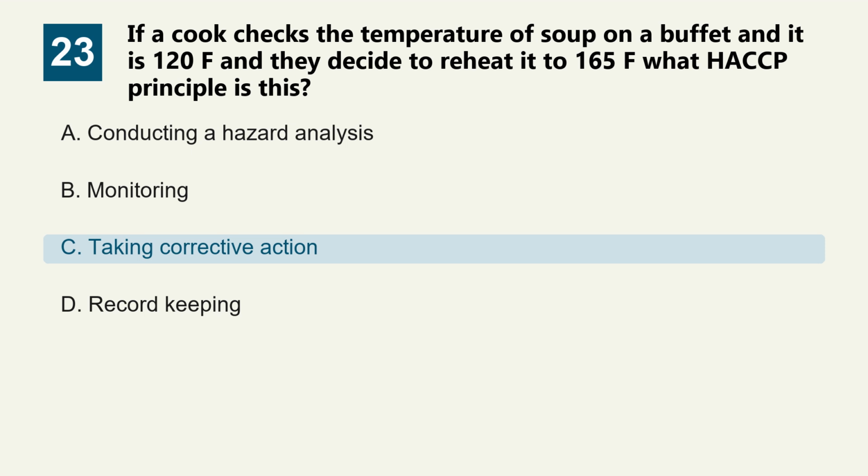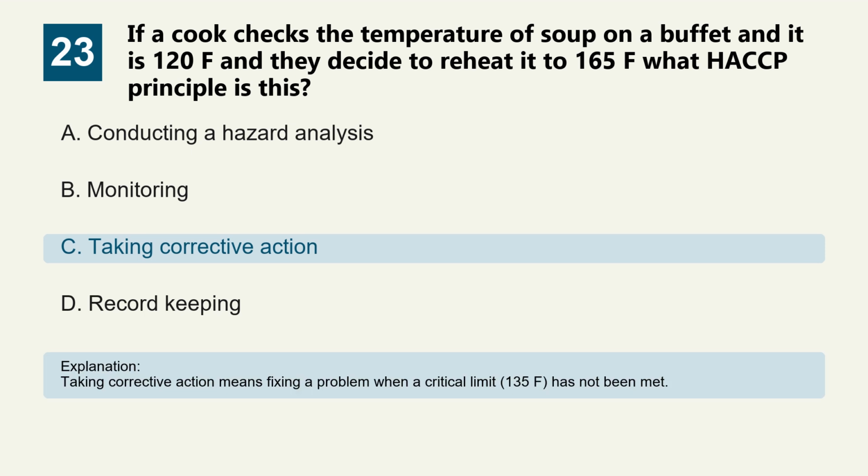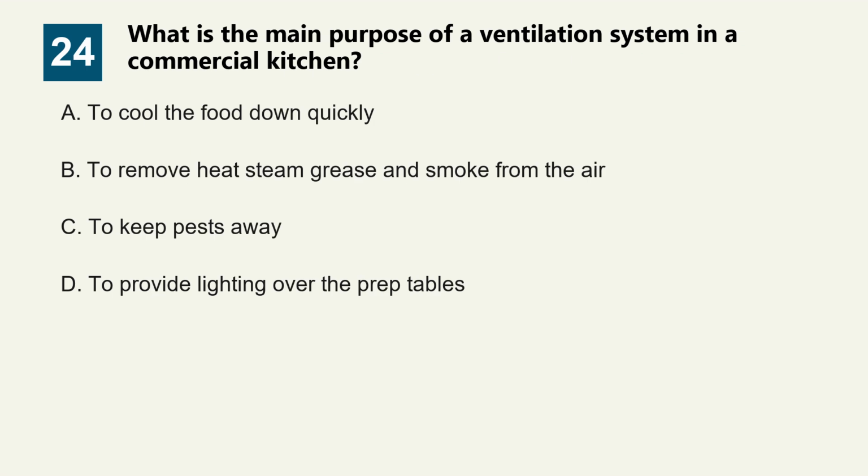Taking corrective action. Taking corrective action means fixing a problem when a critical limit, 135 F, has not been met. Question 24. What is the main purpose of a ventilation system in a commercial kitchen? Option A. To cool the food down quickly. Option B. To remove heat, steam, grease, and smoke from the air. Option C. To keep pests away. Option D. To provide lighting over the prep tables.